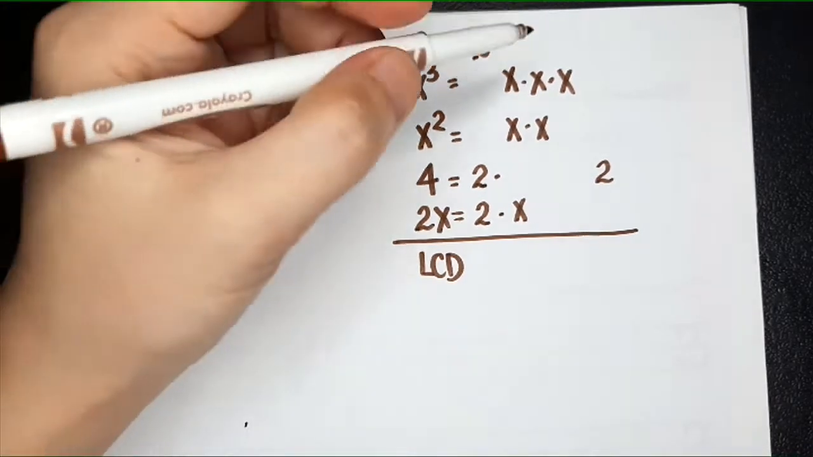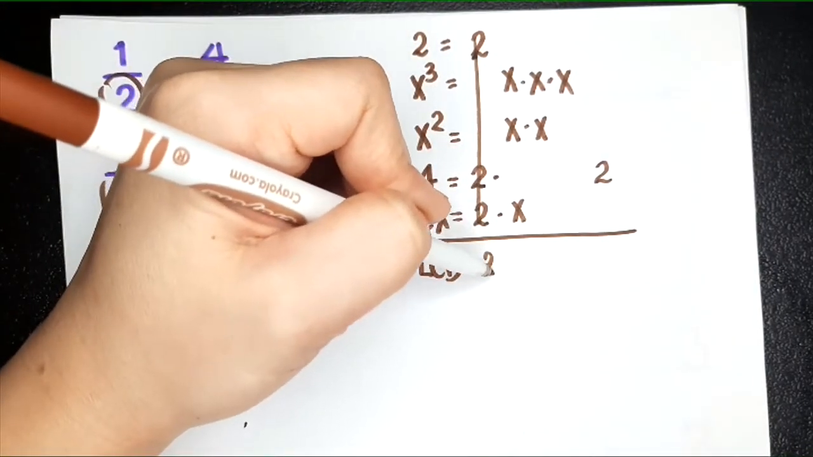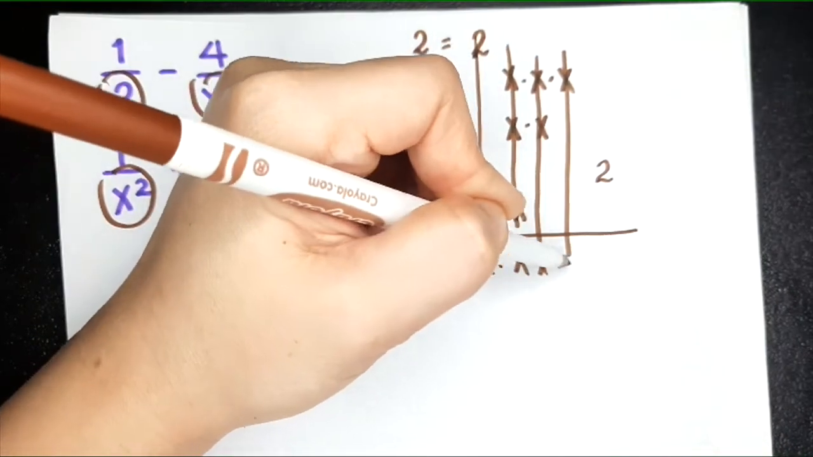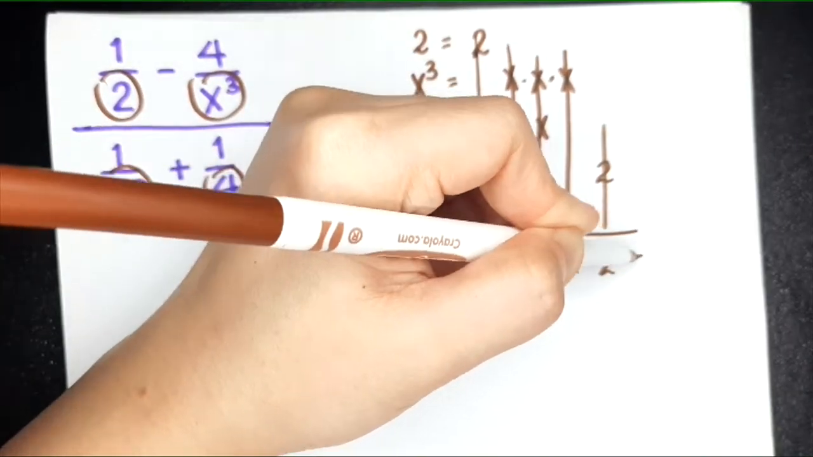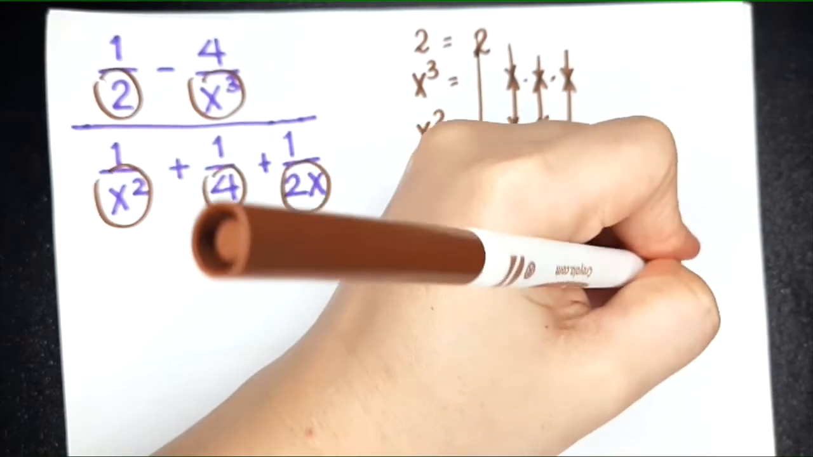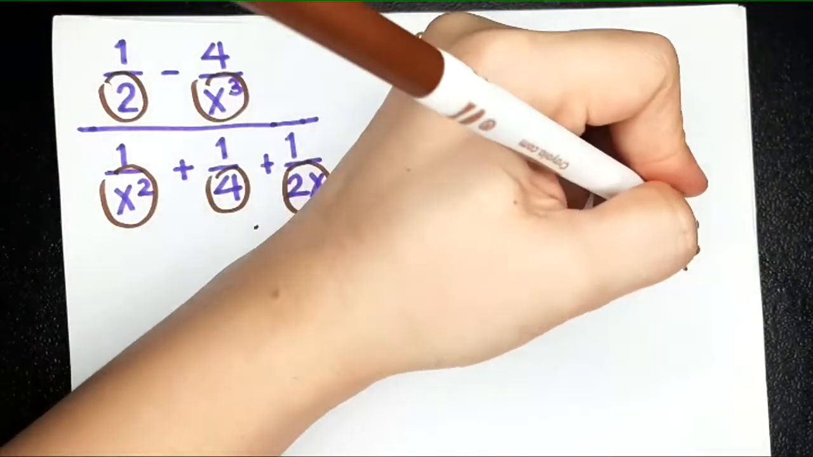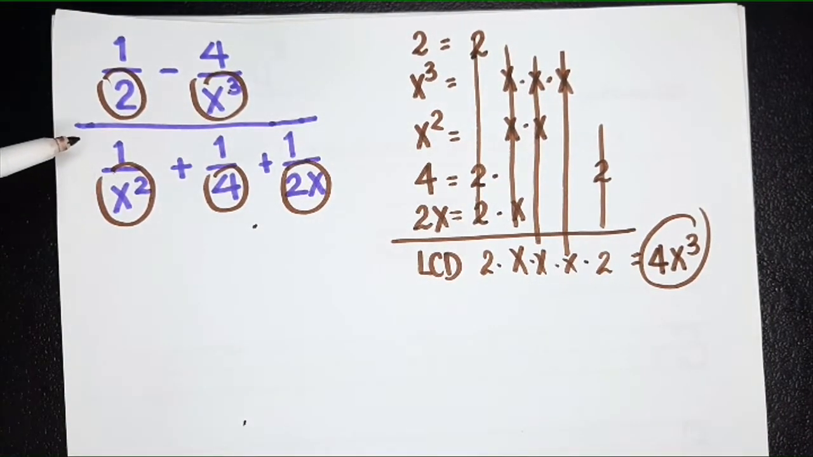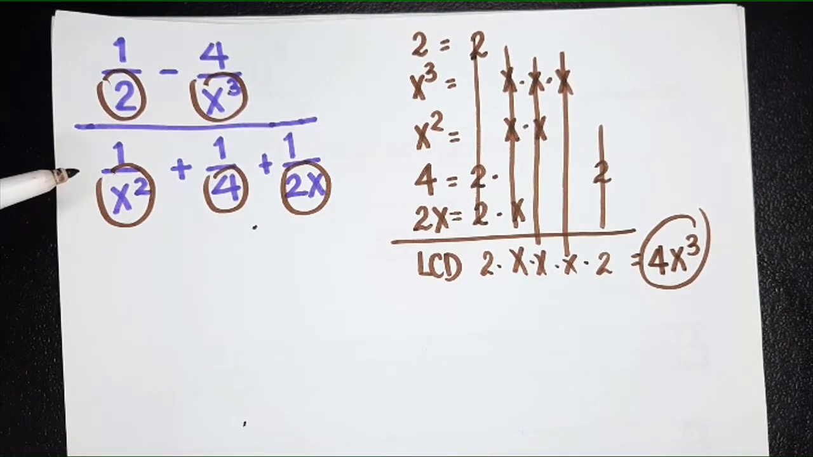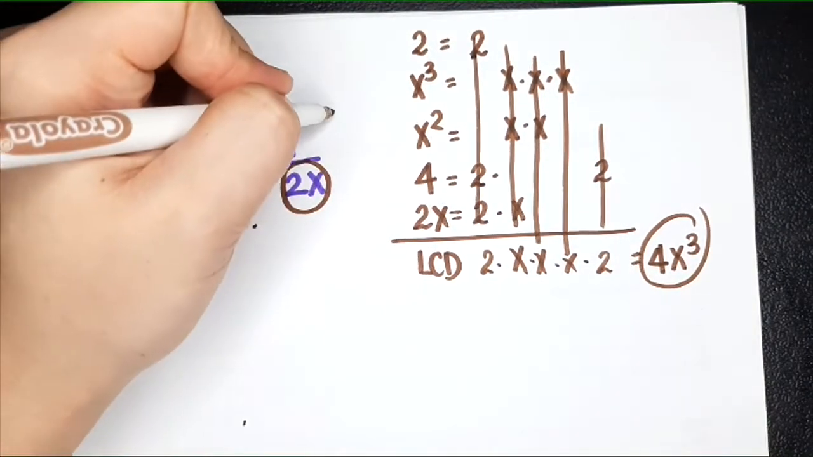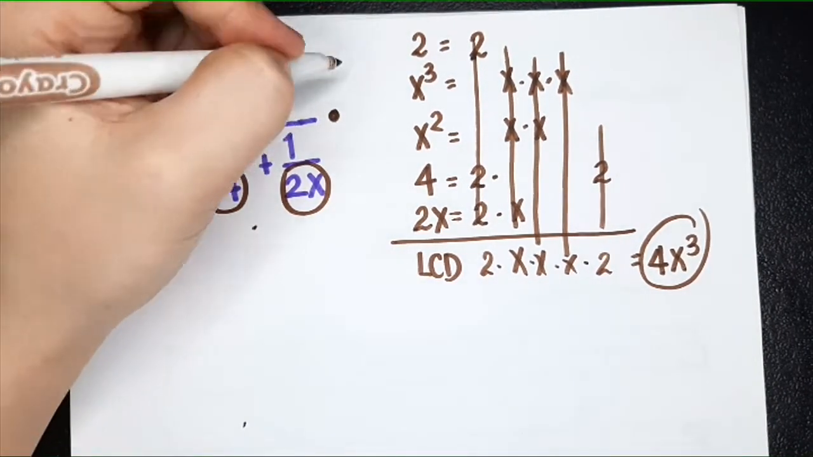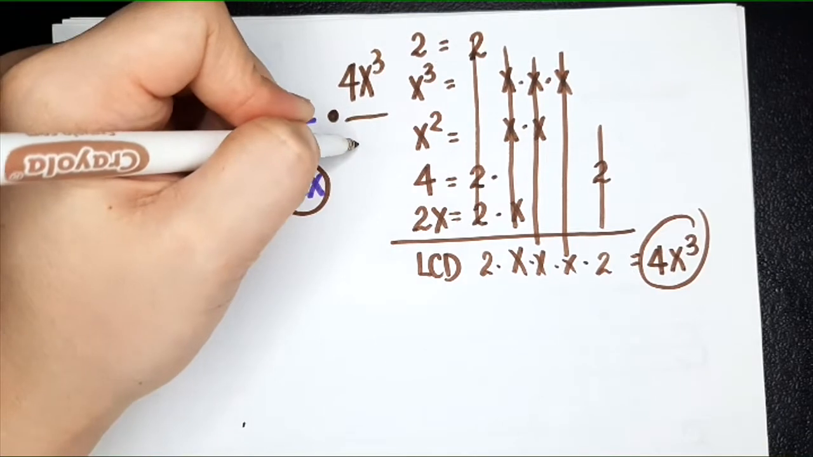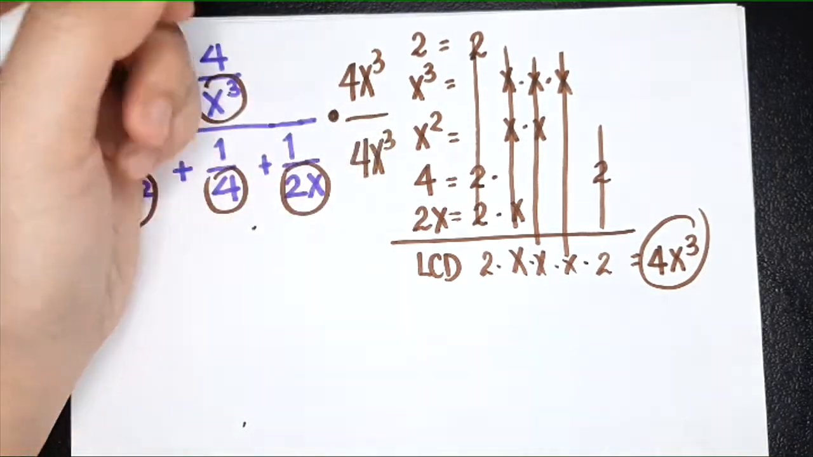So, this is how you get the LCD. So, what is the LCD? You bring down all the columns. So, you'll have 2, this one is x, x, and then another x. And then 2. If you simplify, you'll get 4x cubed. So, this is the LCD. Again, hindi ito kagaya nung method 1, yung kanina nating method. Iba to. Ang gagawin ko dito sa LCD, I'm going to multiply the numerator by the LCD. What is the LCD? 4x cubed. And I'm also going to multiply the denominator by the LCD.